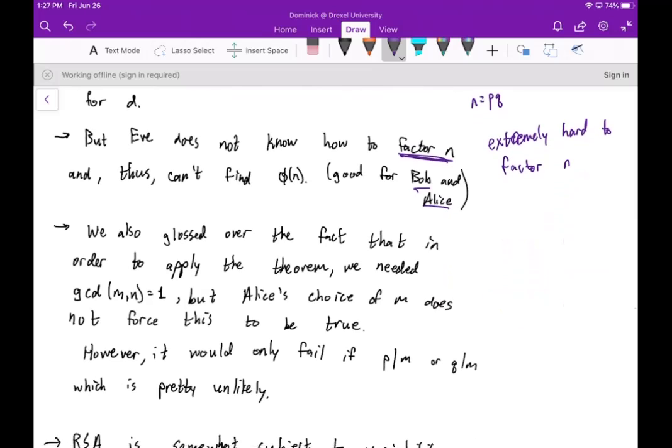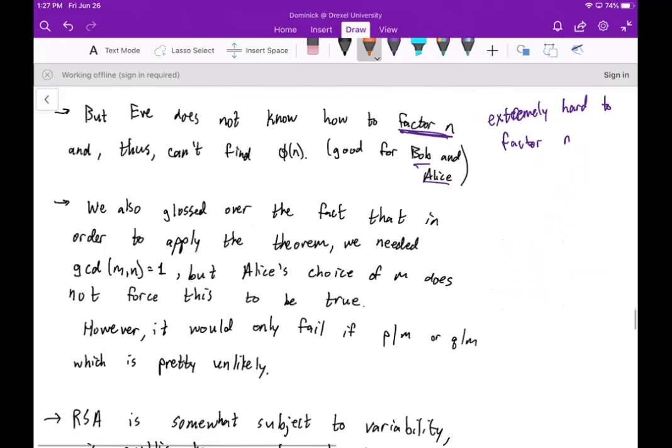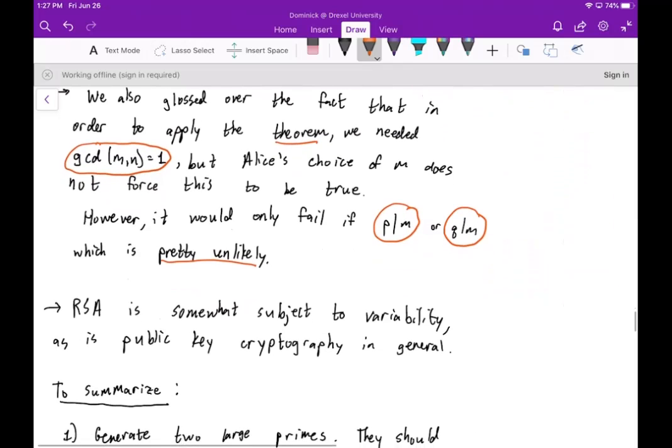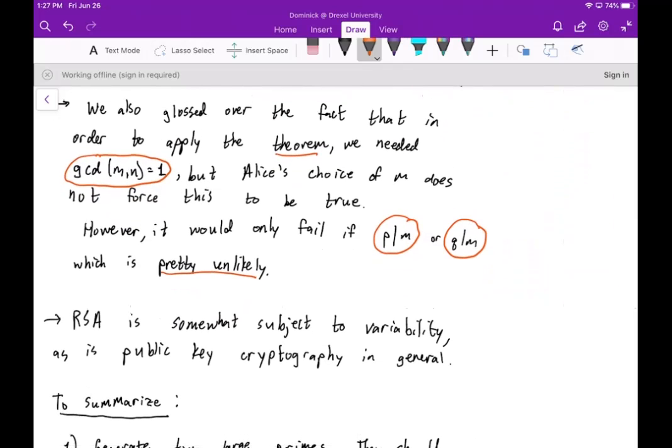Okay. Now, one thing that we did gloss over was the fact that in order to apply the theorem, we needed the GCD of m and n to be 1. Okay. Now, Alice's choice of m does not force this to be true, but it would only fail if the prime p that Bob chose divides m, or the other prime q also divides m. And the fact that this happens is very unlikely, right? So it's somewhat probabilistic in this sense.